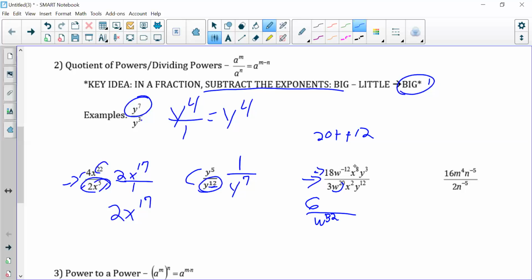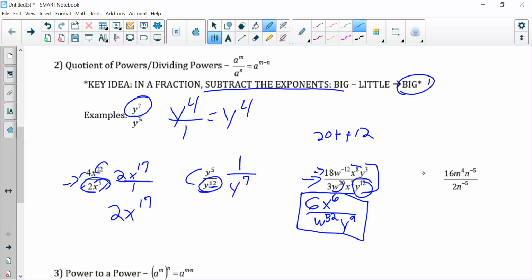Look next to the x's. X to the 8th, x squared. Big minus little, so 8 minus 2 is 6. The big one was on top, so we stay on top. Next, look at the y's. Y to the 12th, y to the 3rd. 12 is bigger, so 12 minus 3 is 9. The bigger one was on the bottom, so we stay on the bottom. So my answer here is 6x to the 6th over w to the 32nd power, y to the 9th.